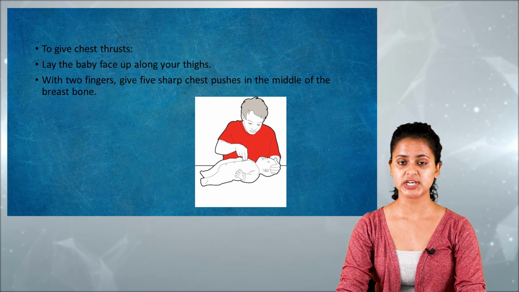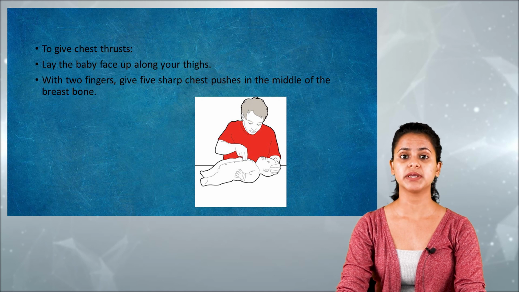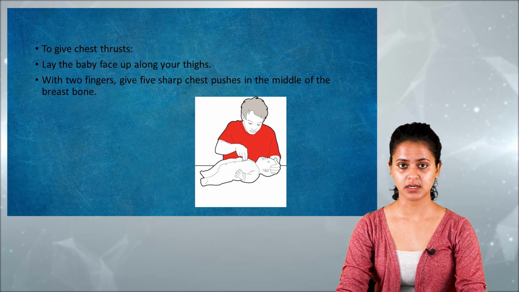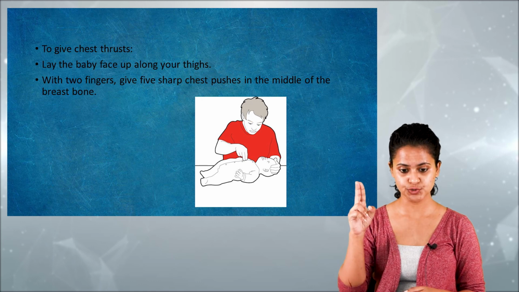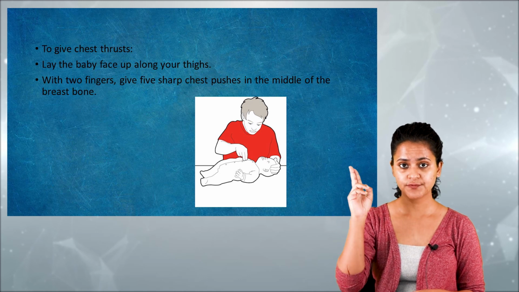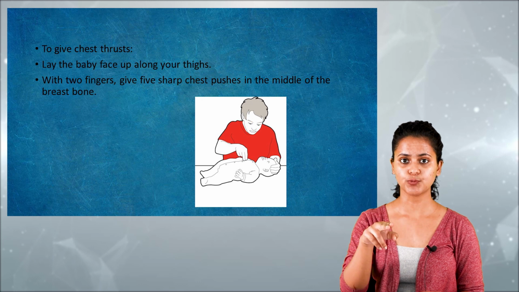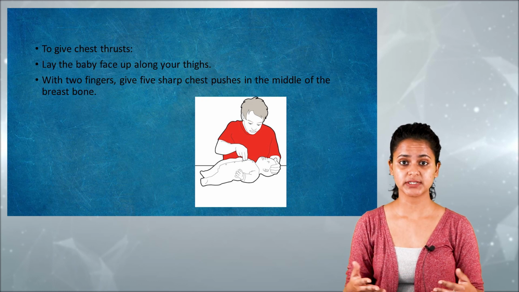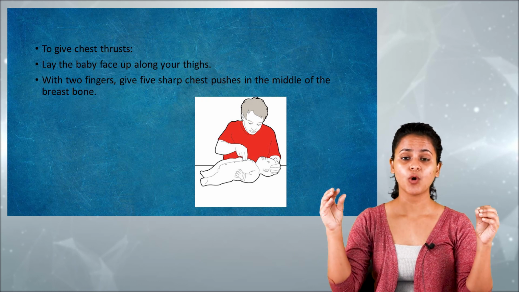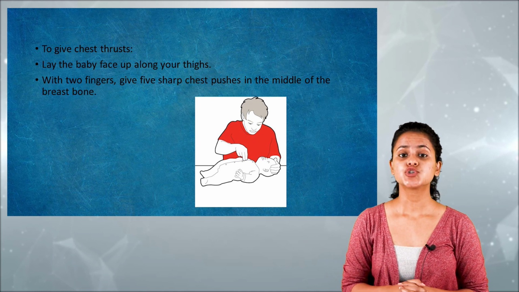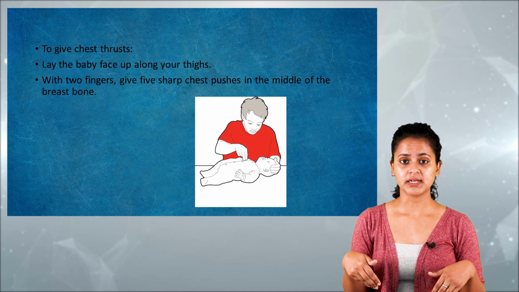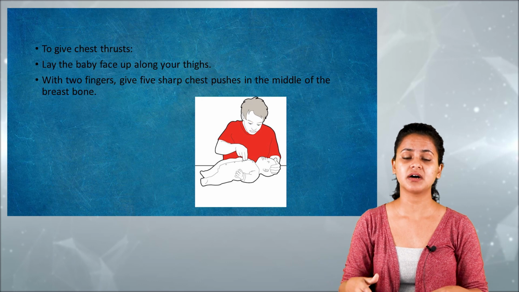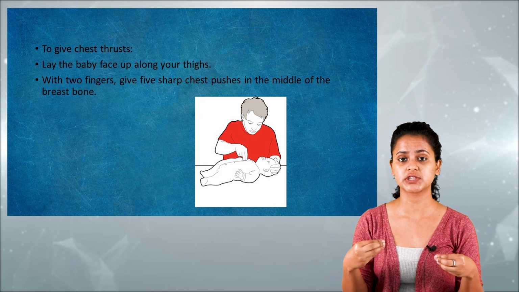Now, to give the chest thrust, we should lay the baby face up along our thighs. In order to provide the chest thrust, we should use the 2-finger method and give 5 sharp chest thrusts upwardly in the middle of the breastbone, in order to make sure that the client is completely all right with the airway obstruction. So this back blow and abdominal thrust, or back blow and chest thrust, can lead to the relief of the airway obstruction caused by the foreign object.